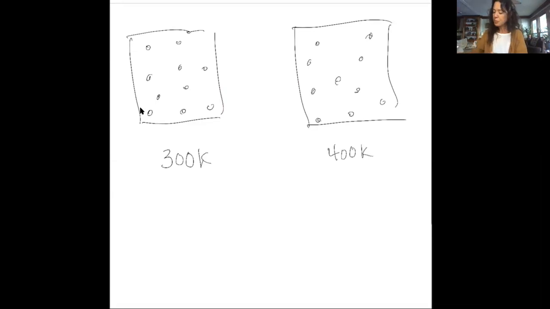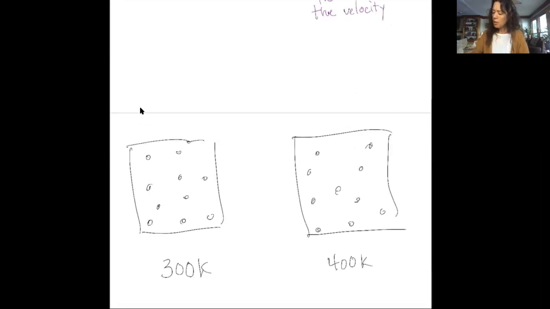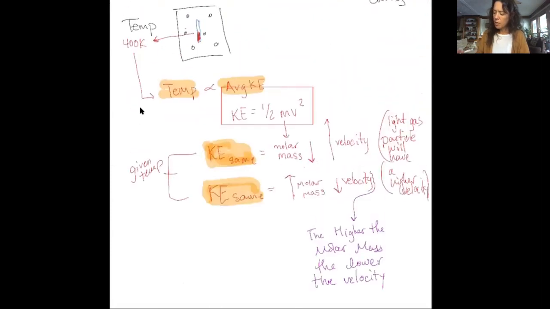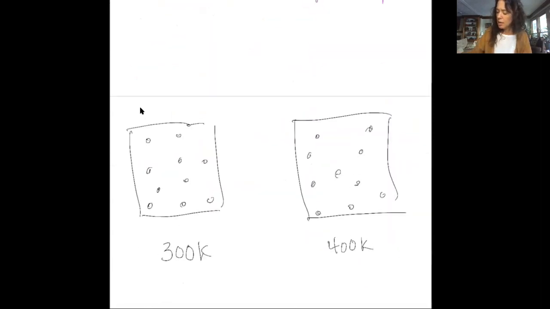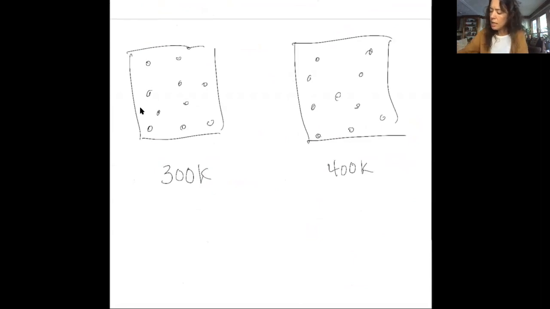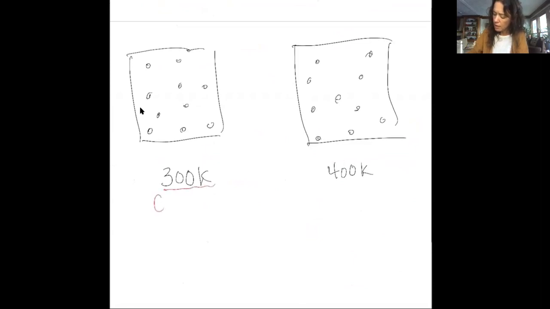I also want to point out the temperature is proportional to the average kinetic energy of all the gas particles. So what does that mean? That means in a sample of gas, and let's look at our 300 kelvin temperature, we'll call this gas A, we have one gas particle moving with a little bit of kinetic energy.